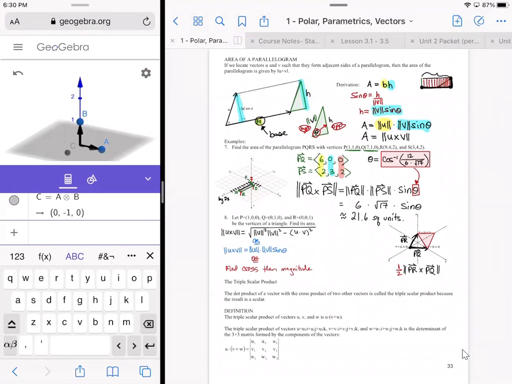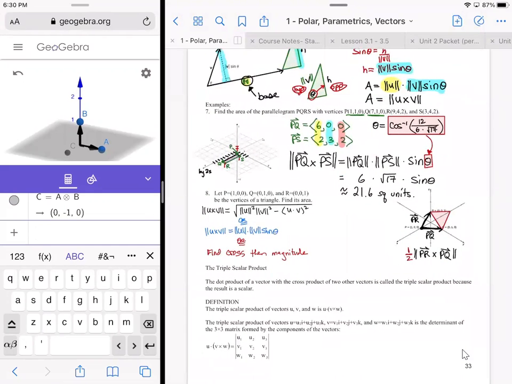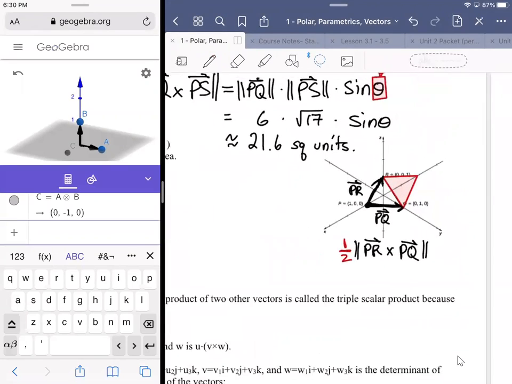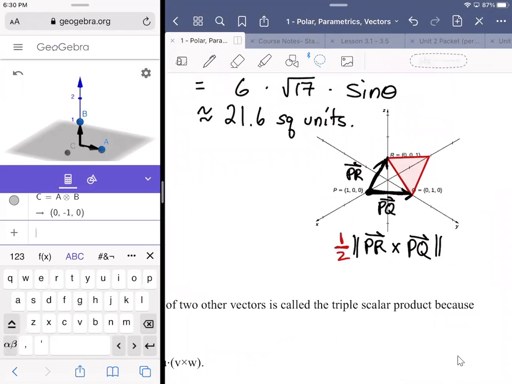All right, so anyway, the setup here was to find 1/2 of the cross product between PR and PQ. So what I'll do is I'll just kind of tuck these away for the time being. I'll just shrink them down, put them in the corner. We need to find PR.